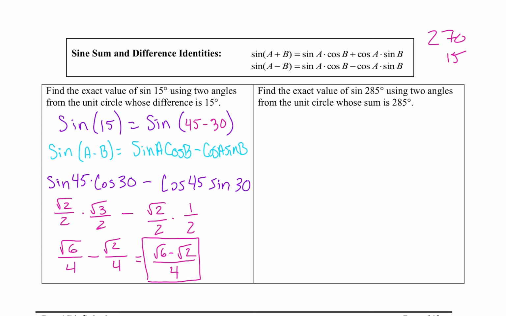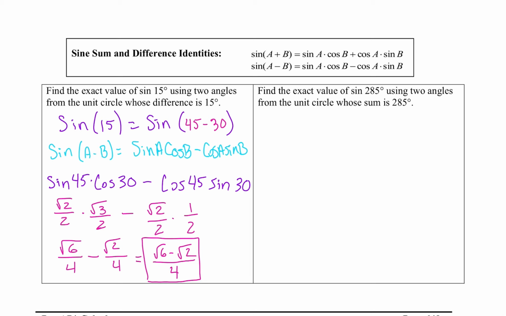But if you take 270, you're going to have 270 plus 15. That one's not on the unit circle. The 270 is, but the 15's not. So we're not going to be able to use that. So you've got to keep thinking if something like that happens and say, okay, well, that number's not on there, so I can't use it.